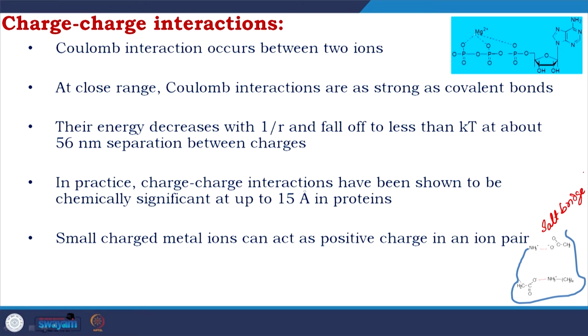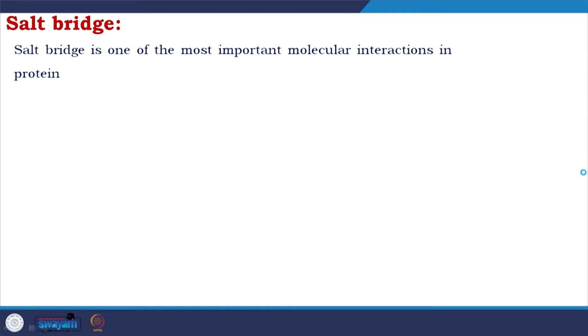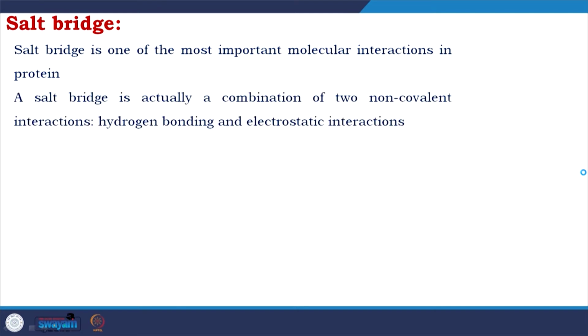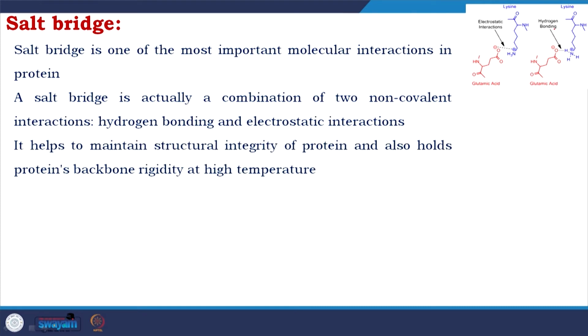So, let us talk about salt bridges. The salt bridge is one of the most important molecular interactions in protein. A salt bridge is actually a combination of two non-covalent interactions, hydrogen bonding and electrostatic interaction. If you see here, between glutamic acid and lysine, this is the real charge form, and they have the electrostatic interaction, but when it is not between real charges, a hydrogen comes inside, it is called a hydrogen bond. It is very difficult to separate them conceptually.